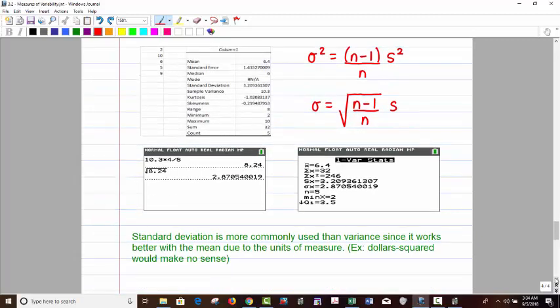Probably not. And I want to mention here that standard deviation is more commonly used than variance, since it works better with the mean. I was mentioning numerically with the deviations earlier, but mainly with units of measure. When you square the value, you're squaring the units of measure. If it was dollars, dollars squared would not be a very meaningful unit. But as soon as you square root it back, it's back to dollars.